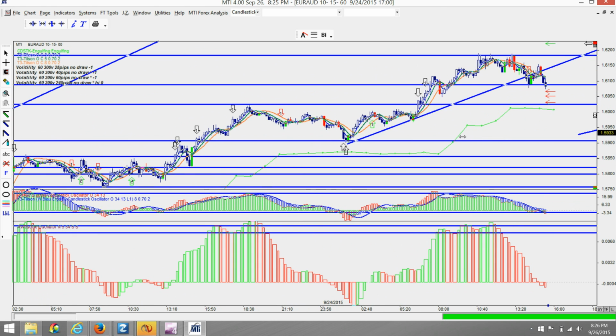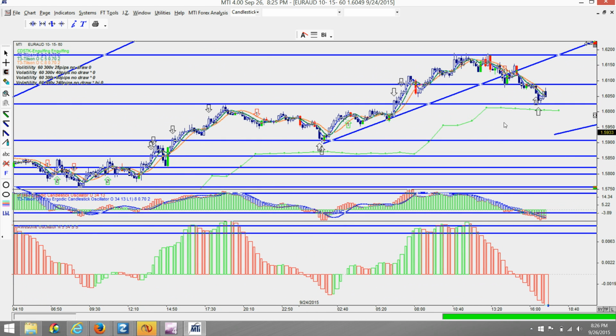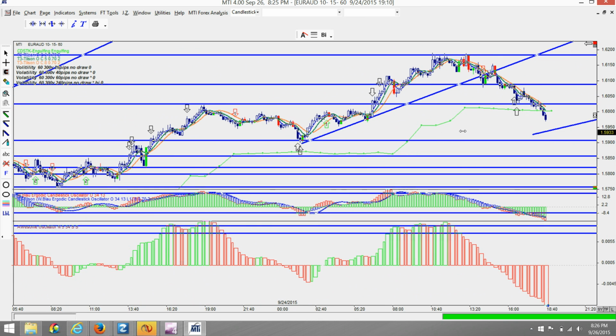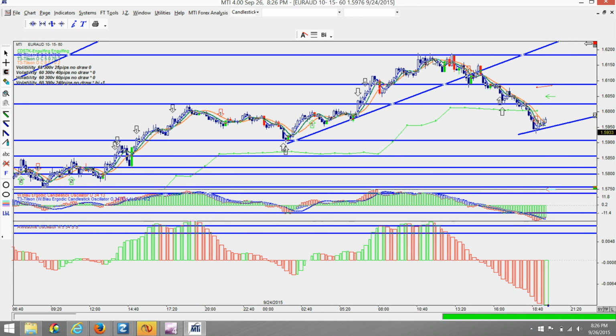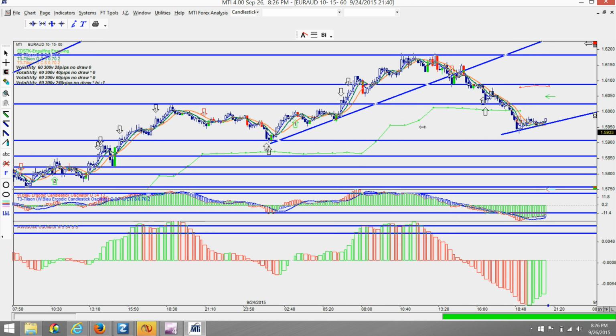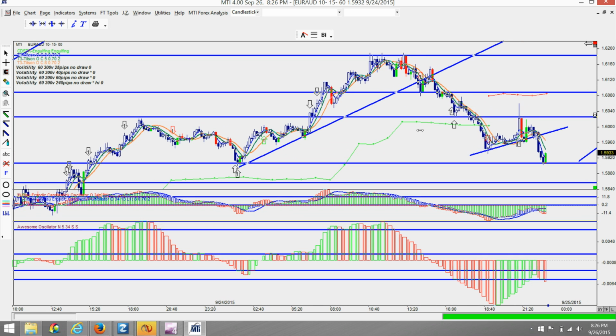I mean, it's a huge trend here on the Euro Australian last week. And now it broke the trend line. If you had a trailing stop on this, depending on how you trailed it, you know, you captured a lot of pips on this move. I mean, a lot of pips.